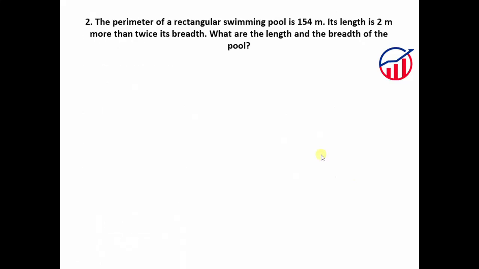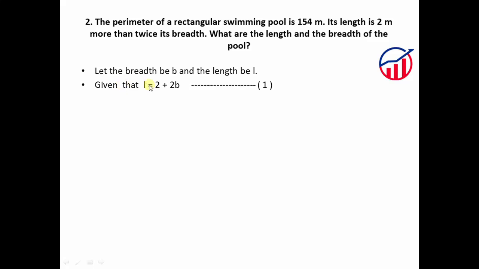Let's move to the second one. The perimeter of a rectangular swimming pool is 154 meters. Its length is 2 meters more than twice its breadth. What are the length and breadth of the pool? So let the breadth be b and the length be l. Next, given that length is 2 plus 2b, how did we get this equation?